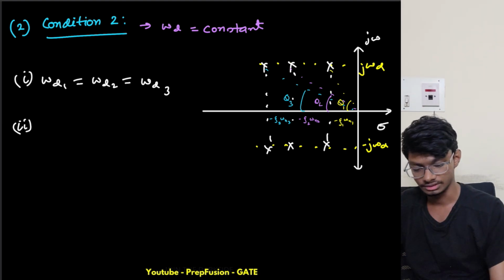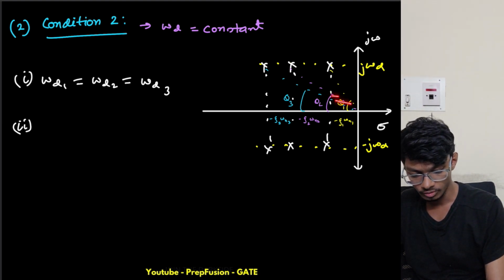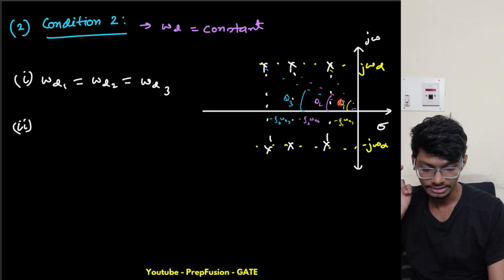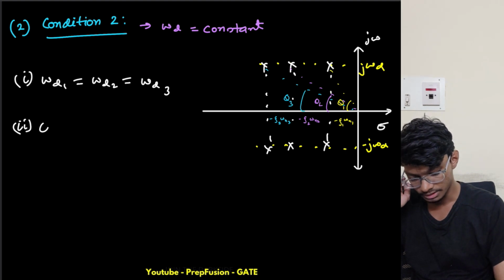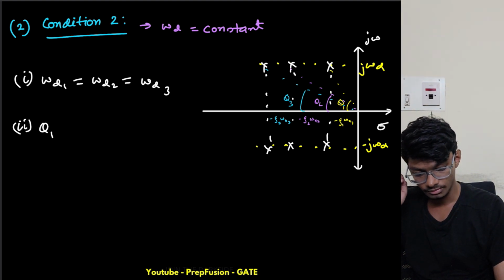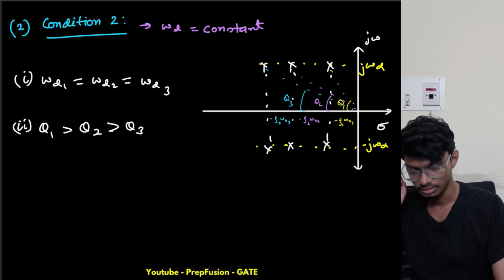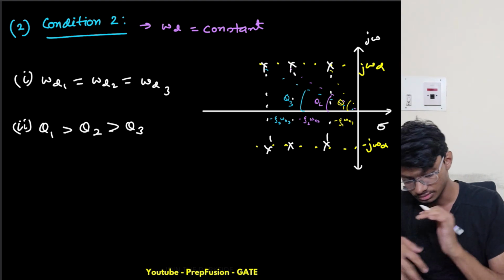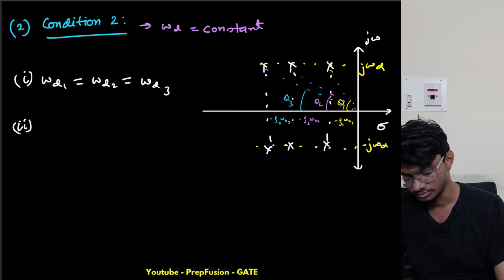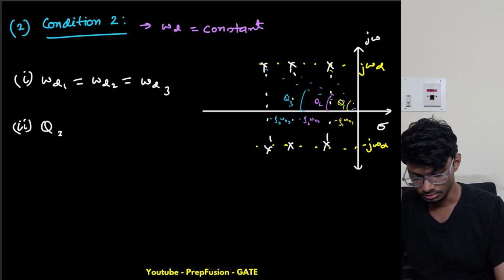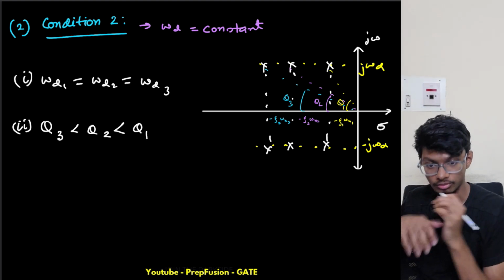Now we'll see theta. What I can see is that if I'm going here, it is visible that my theta is reducing, okay. So my theta 1 will be greater than theta 2, greater than theta 3. Or I can write this in the reverse direction because that will be better to understand. So theta 3 will be less than theta 2, which will be less than theta 1, okay. So this is about the theta.